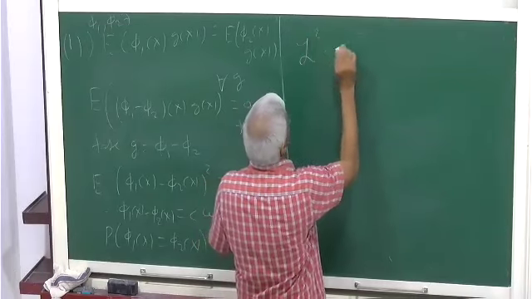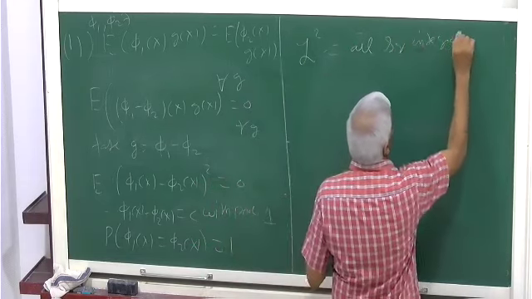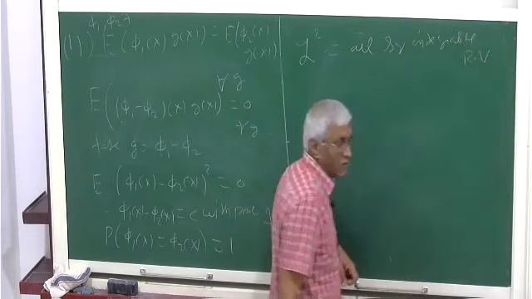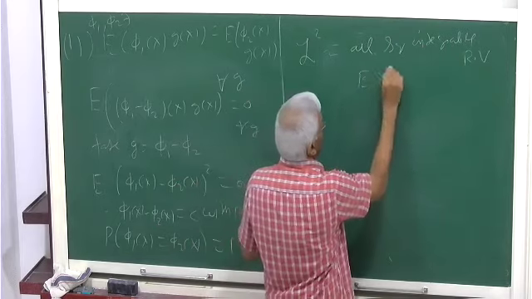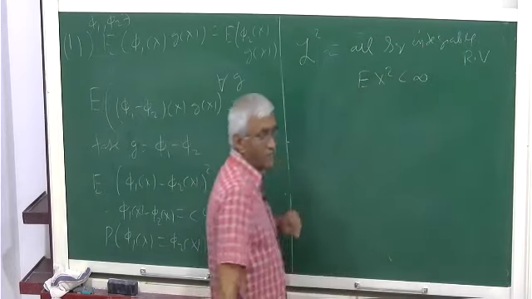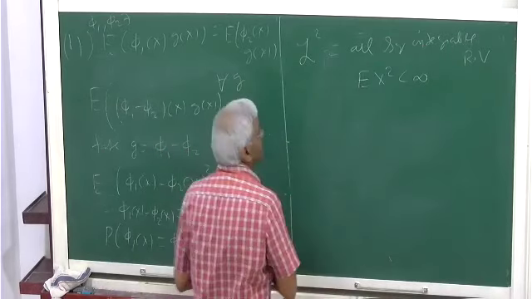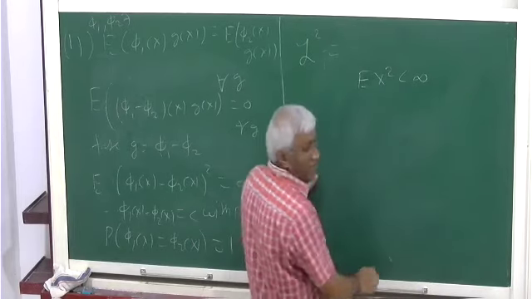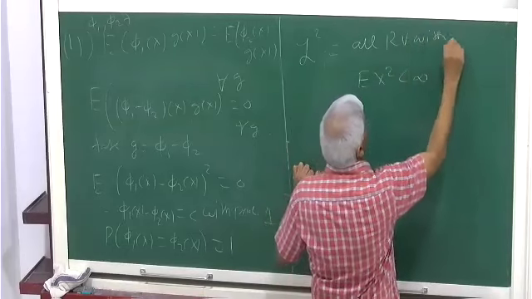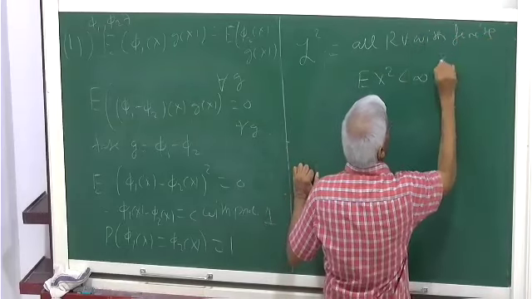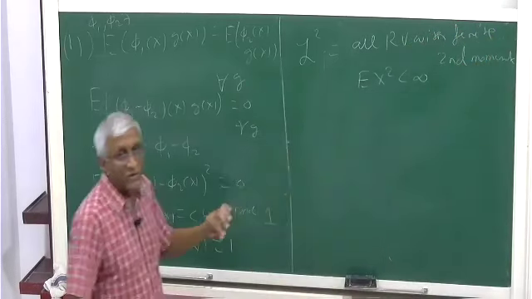Suppose L2 is all square integrable random variables. That is E of x square is finite. I mean square. Sorry, I'm stuck with the measure theory. All random variables with finite second moment. This makes sense. That's what I said, so square integrable.